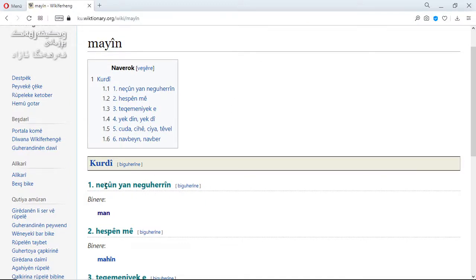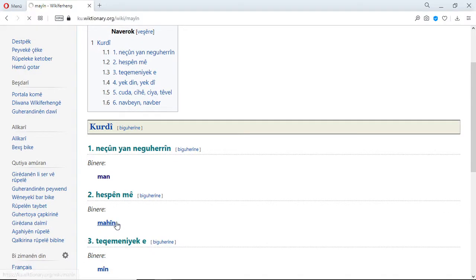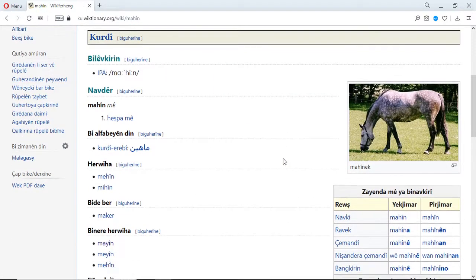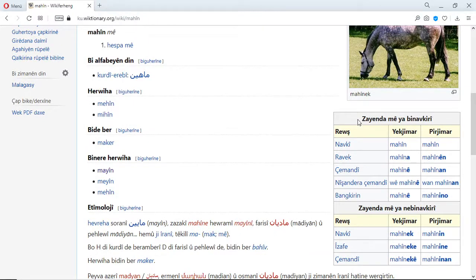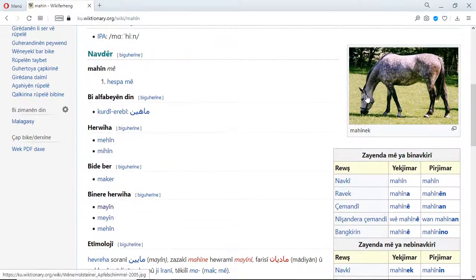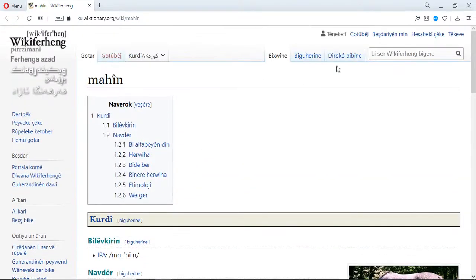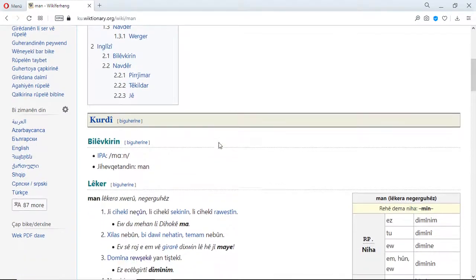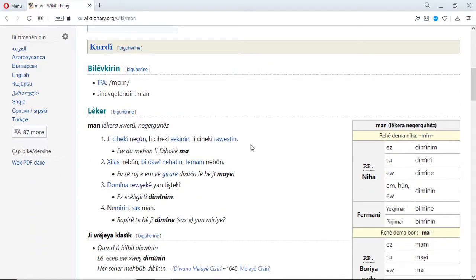Nachunyan, naguherin, nuchen. This is also right, but this actually comes from ma, mahin. Also, here we have another one, mahin. So yekjemar mahin, mahina, chimendi mahine. Mahinek. So this is actually mahinek. So man, that's it. Man is our stem. Man is our word, and for the present tense it is min.